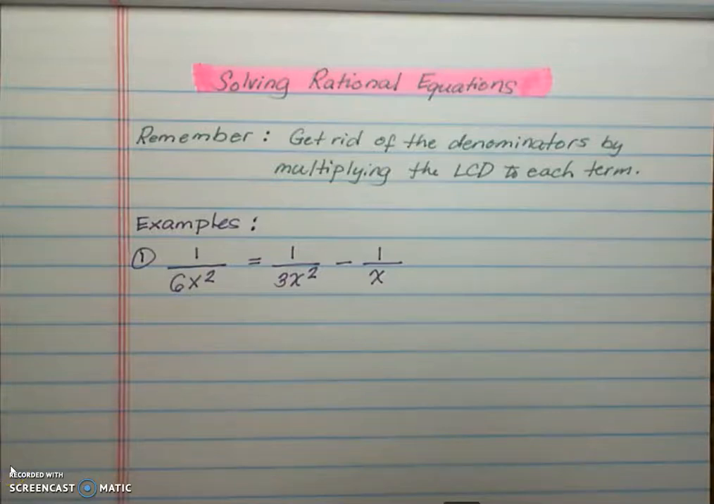Solving rational equations. Remember, get rid of the denominators by multiplying the LCD to each term. So what does this mean? Let's go to example number 1. So let's take a look at this.